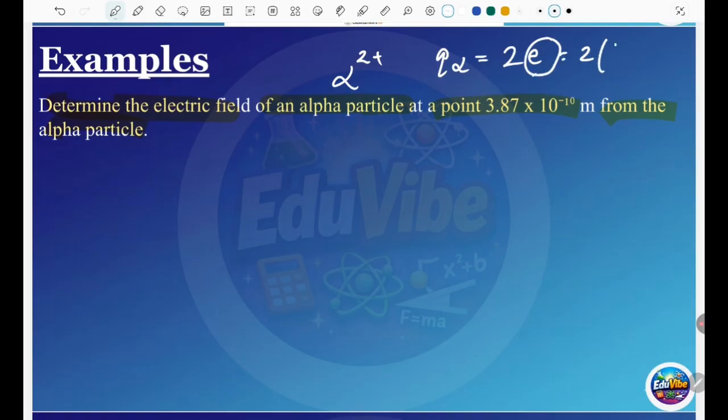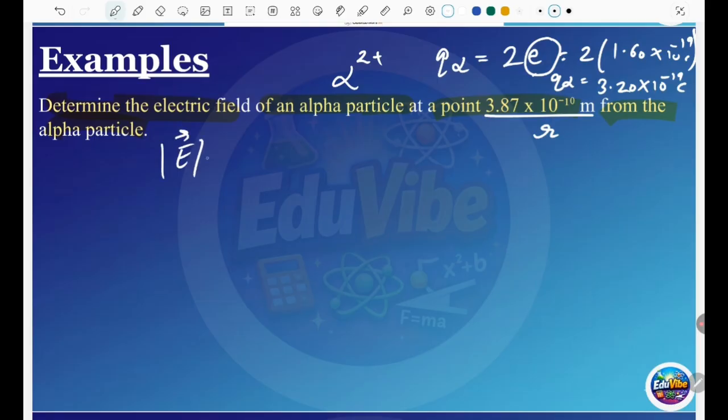This elementary charge is 1.60 × 10^-19 coulombs. When you calculate the q for alpha, you get about 3.20 × 10^-19 coulombs. So this is the q you have to use. And this is our r and k, and we have to find the electric field.